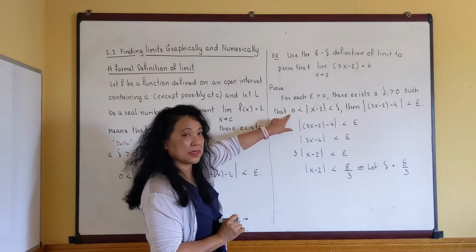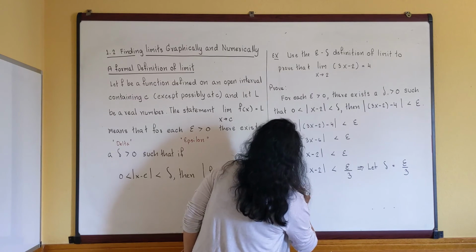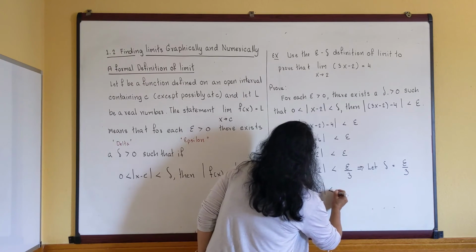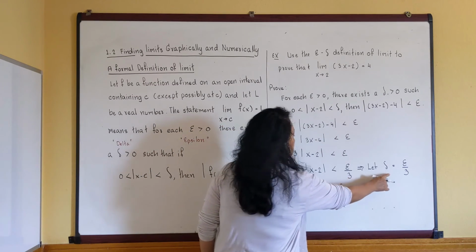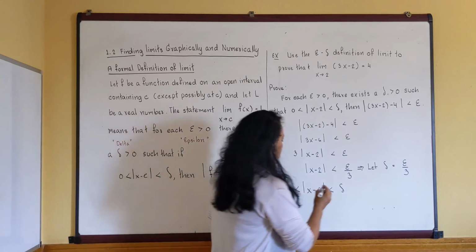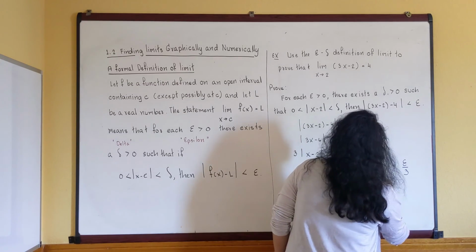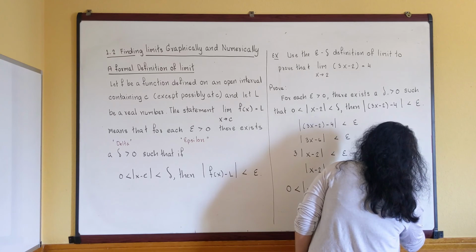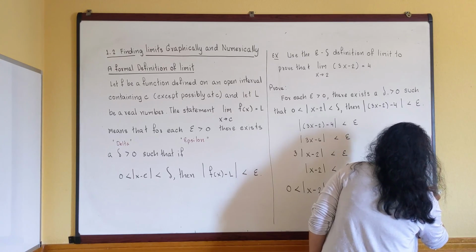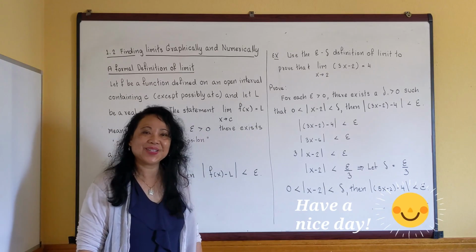Alright, so I have this statement. So I would have 0 less than absolute value of x minus 2 less than delta, which is epsilon over 3. Then absolute value of 3x minus 2 minus 4 is less than epsilon. So I finished my proof. Alright, let's look at the next section.